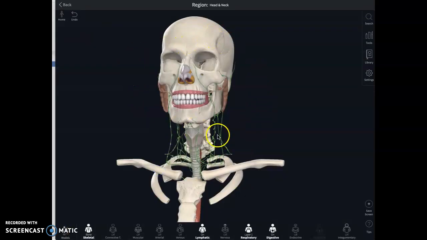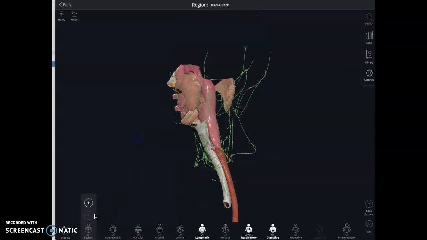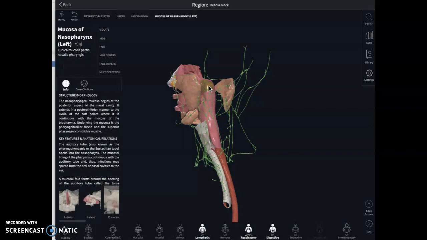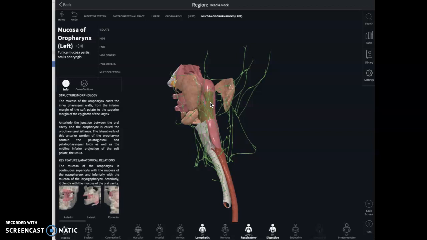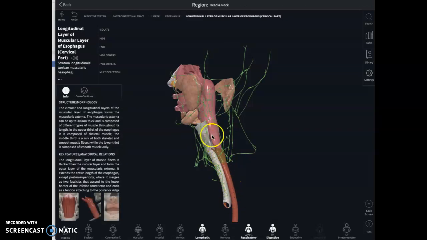So, here's the head. And I'm going to hide the skeleton for a second. We talked about some of these structures in the last lab. We talked about the nasopharynx, which is behind the nasal cavity, the oropharynx, which is behind the oral cavity, and the laryngopharynx, which is behind the larynx. And the laryngopharynx leads to the esophagus.